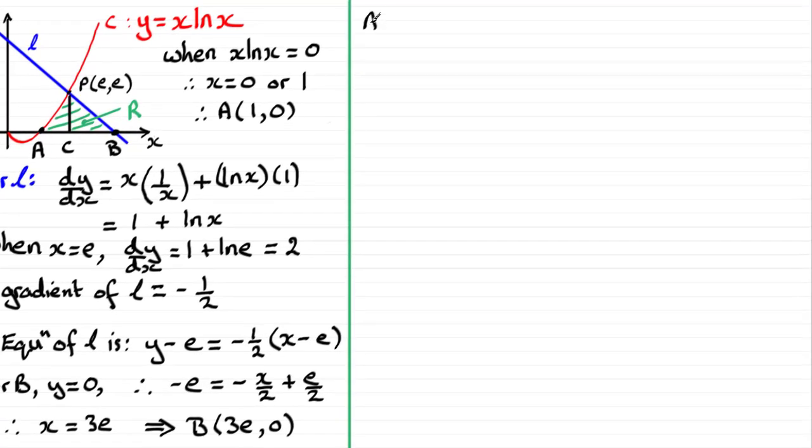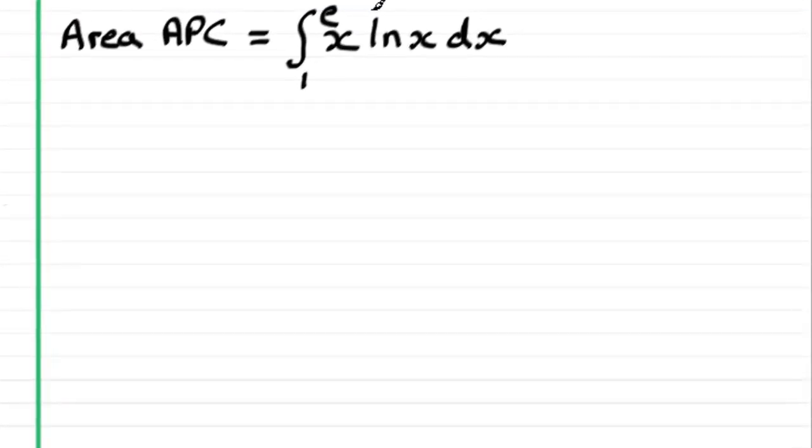So we'll say area APC, and we get that area just by doing the integral of x times the natural log of x with respect to x, going between the limits from A to C. That's between 1 and e. Okay, so we need to do integration by parts here. So I'm assuming you're familiar with that. When you've got natural log of x, this is the u part, and the x is the dv dx part.